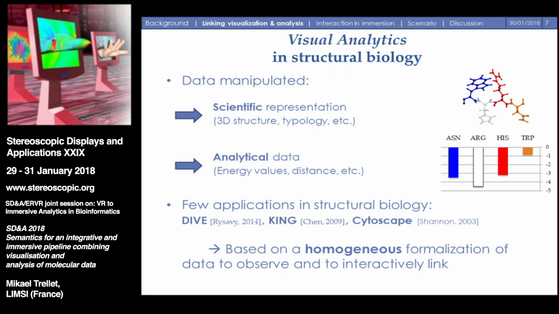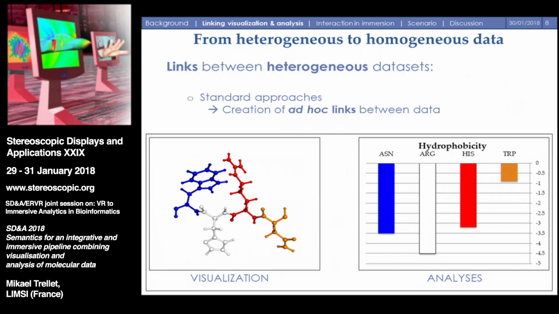So DIVE, KineMage, Next Generation, Cytoscape are some software, for instance, that try to address this challenge and mix these two ways to represent data. What they have in common is that they are based on a homogeneous formalization of the data you're going to observe, and that you're going to try to link. Basically, the approach they tend to follow is to create some ad hoc links between the data.